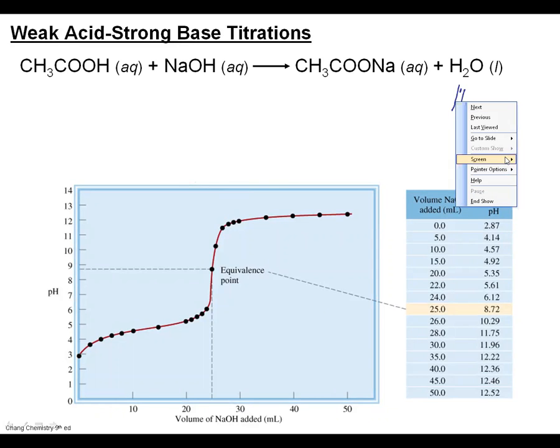crooked burette. Should really get that fixed, perhaps. Try that again. See if we can do better.